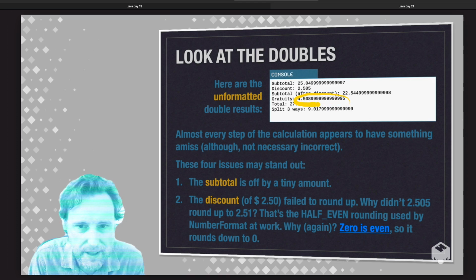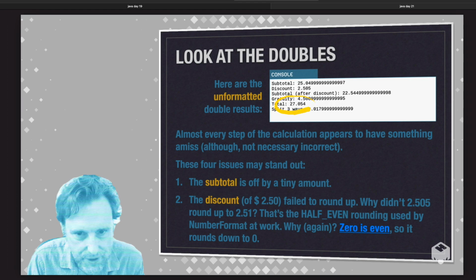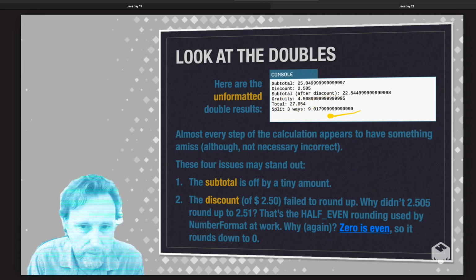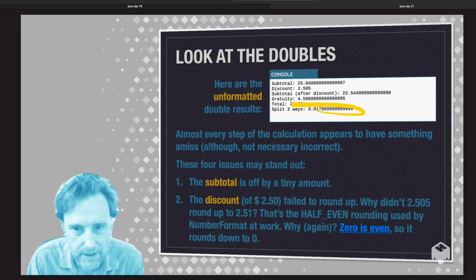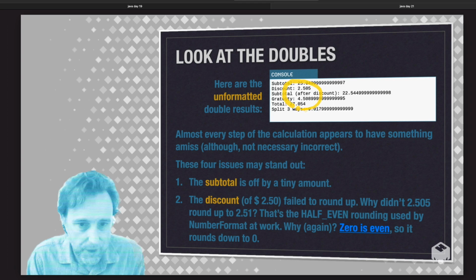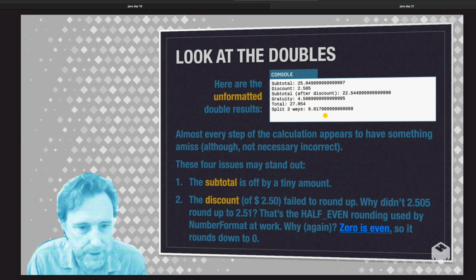Gratuity likewise has this bit of error in it. The bill split also slightly off, and the three-way split, well, it's as good as you're going to get, again, for reasons that actually don't have anything to do with the previous math. Really, it has to do with trying to split that number three ways, and it doesn't really split three ways.